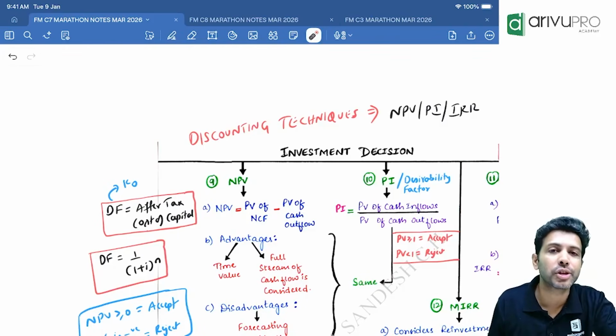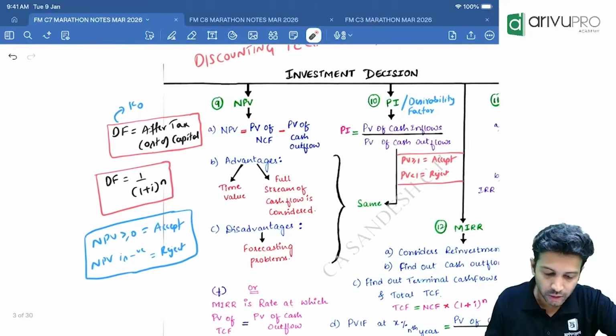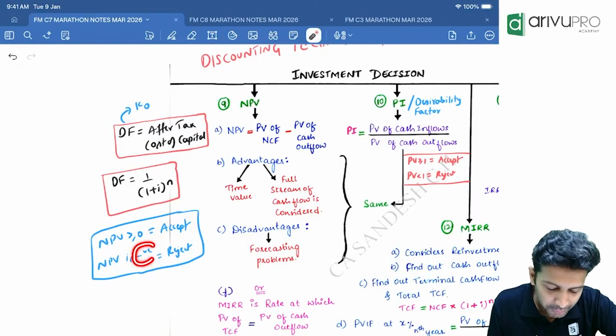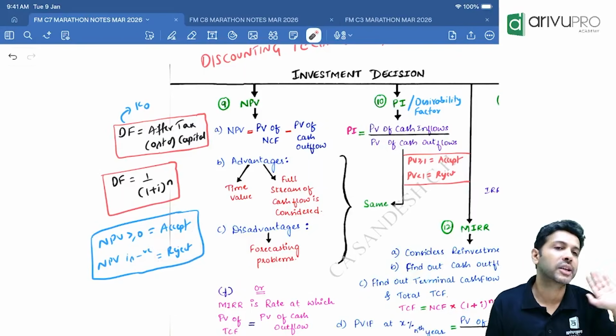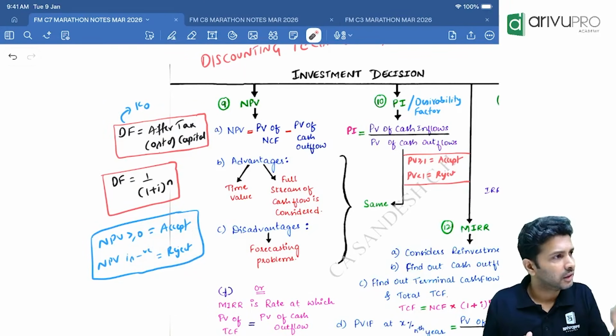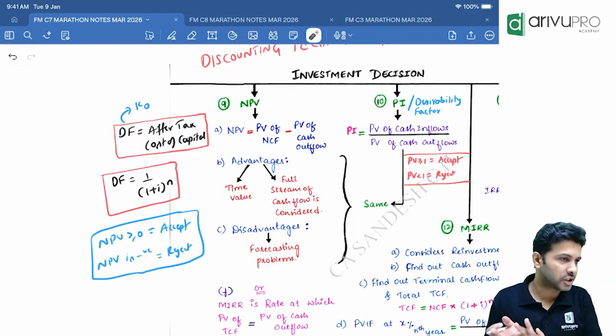So what's the decision rule? If NPV is greater than or equal to 0, will you reject the project or accept? Accept. If NPV by chance is negative, then you will reject the project. Because NPV basically is trying to calculate the benefit. If benefit is positive or 0, accept. If benefit is negative, reject.